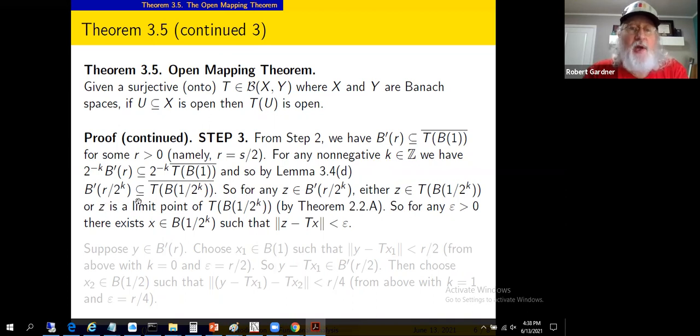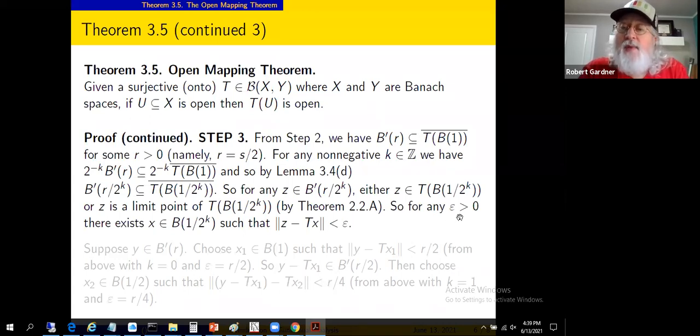All right, so B prime of r over 2 to the K is a subset of the transformation applied to B of 1 over 2 to the K, closure. So for any Z in B prime of r over 2 to the K, that Z is also in here. What does the closure of a set consist of? Well, the elements of the set, so Z is either in T of B of 1 over 2 to the K, but the closure also consists of limit points of that set. Theorem 2.2.A tells you that. You might have to piece together a couple of little pieces to word it in terms of limit points. It speaks of boundary points and various things. But either Z is in the set or it's a limit point of the set, and Theorem 2.2.A will justify that.